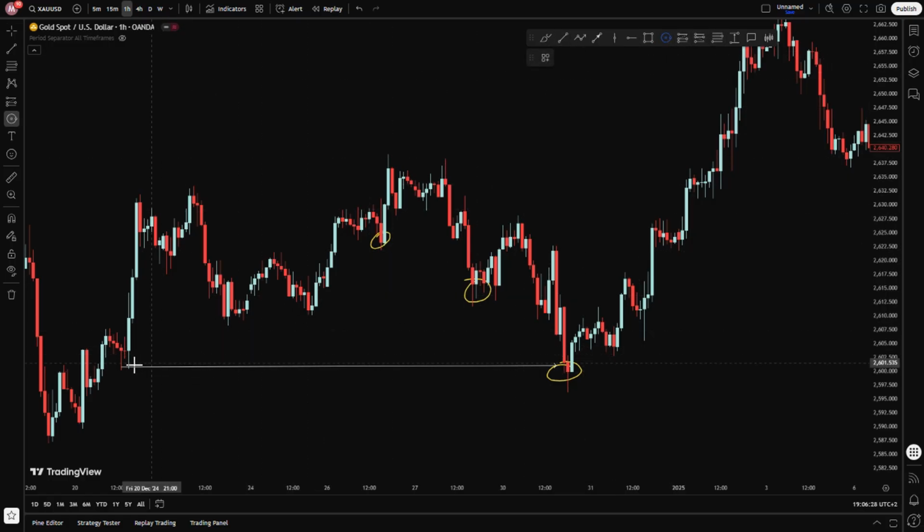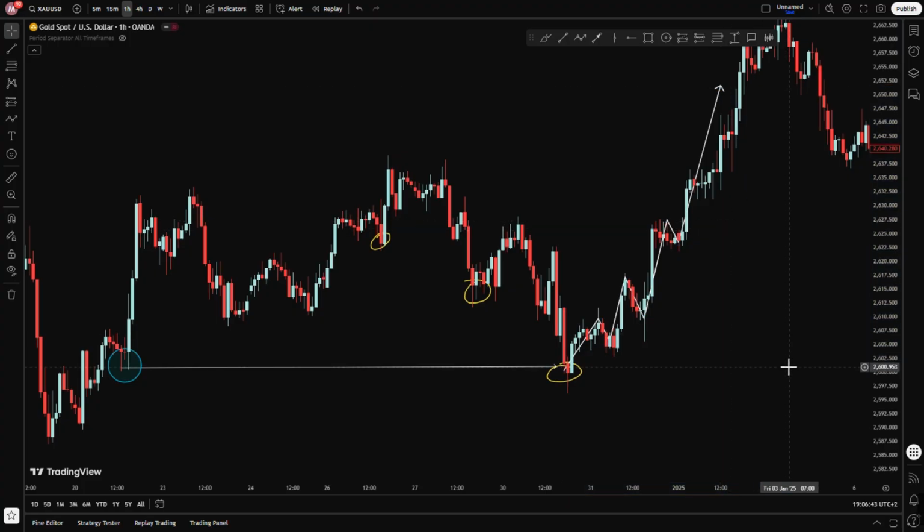Essentially, the market dips down here to shake out weaker hands and trigger stop losses. This move sucks in liquidity, which big players need before pushing price higher. And that's exactly what happens. After grabbing liquidity, price aggressively pushes upwards with strong momentum. This isn't just random noise. It's a calculated move by smart money to fuel the next leg up.